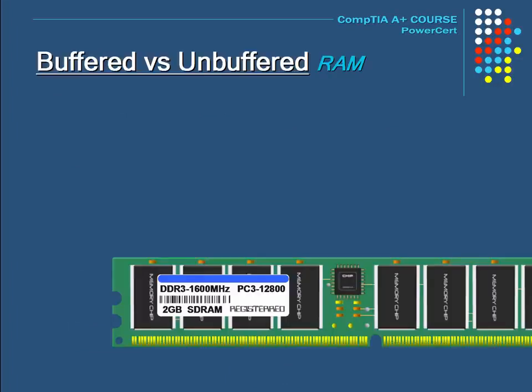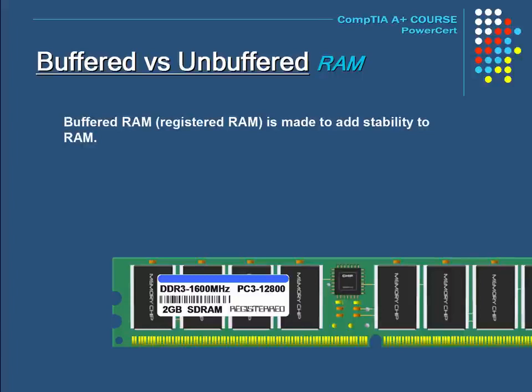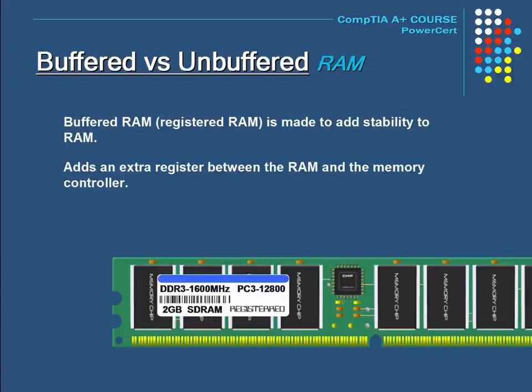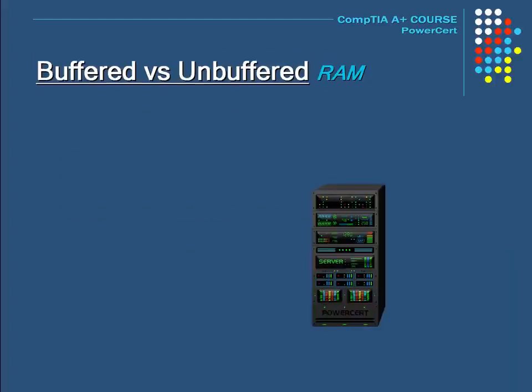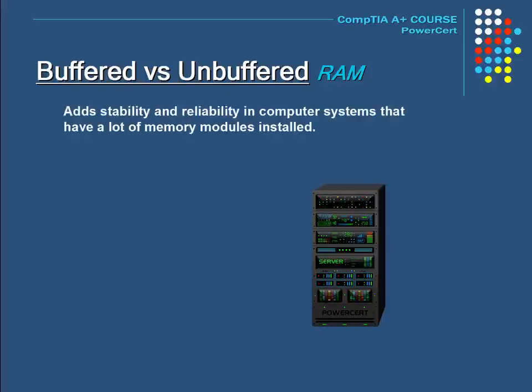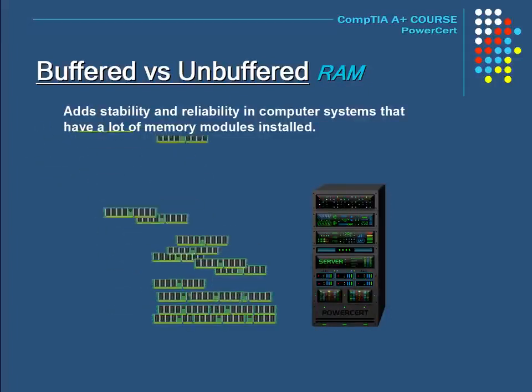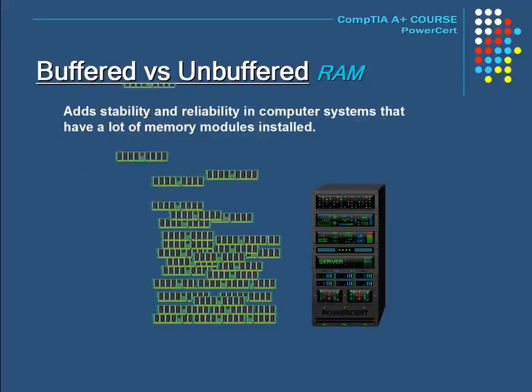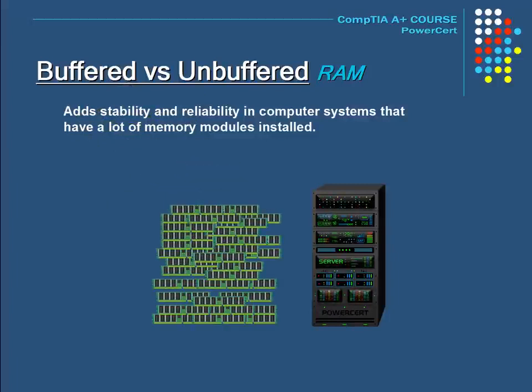And there is also buffered and unbuffered RAM. Now buffered RAM, which is also called registered RAM, is made to add stability to RAM. Buffered RAM adds an extra register between the RAM and the memory controller. It stores, or buffers, data before it gets sent to the CPU. And this is what adds stability and reliability in computer systems that have a lot of memory modules installed. So it's basically used to lessen the electrical load on your memory controller that's produced when you use a lot of memory modules, for example, in servers.